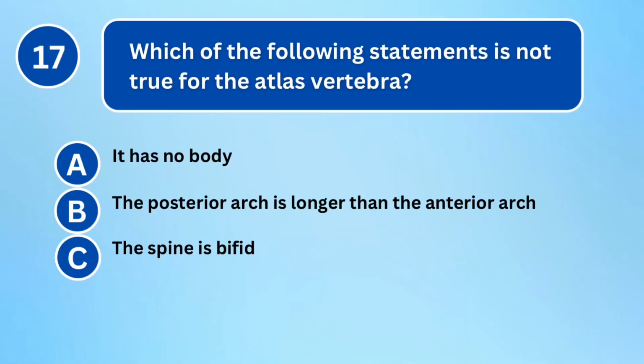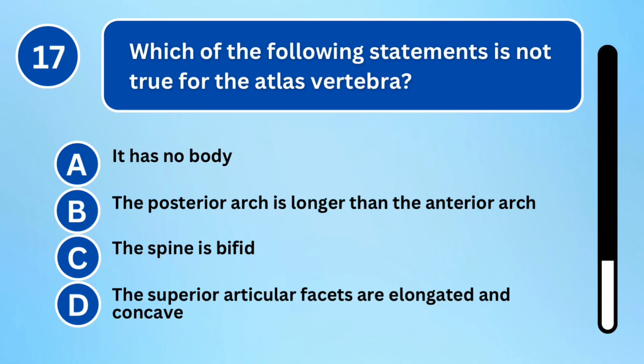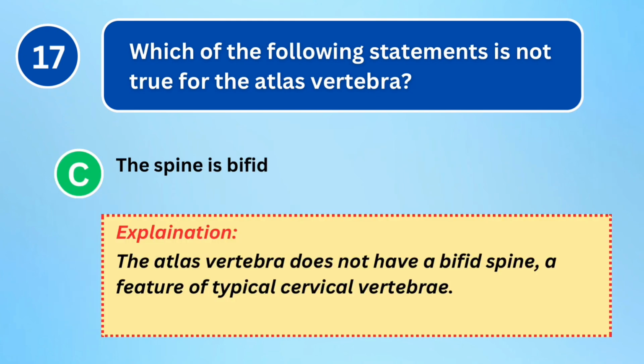Which of the following statements is not true for the atlas vertebra? A. It has no body. B. The posterior arch is longer than the anterior arch. C. The spine is bifid. D. The superior articular facets are elongated and concave. Correct answer is C. The spine is bifid.